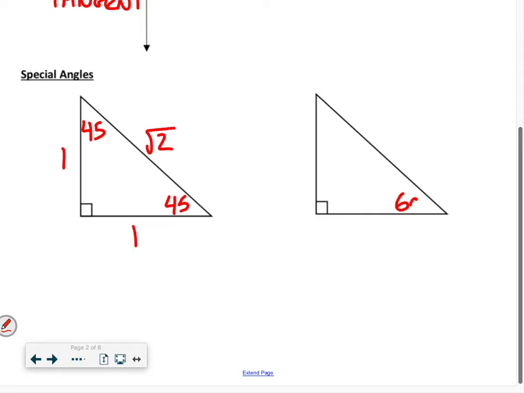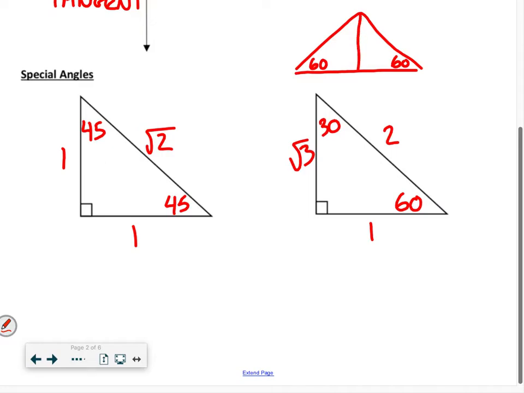You can remember that it's 60, 30, and 90, obviously, and then we're going to have 1, and then 2, and root 3. But when I'm doing this triangle, if I forget how to draw it, I draw an equilateral triangle, which would be 60, and I'm not going to draw the third 60 because I'm cutting it in half. 60, 60, and 60. Cut it in half, that makes 90 and 30. And then I make all of the sides 2.